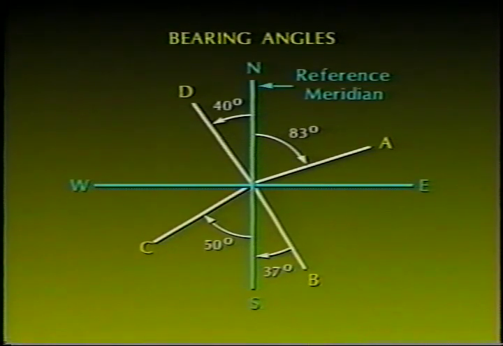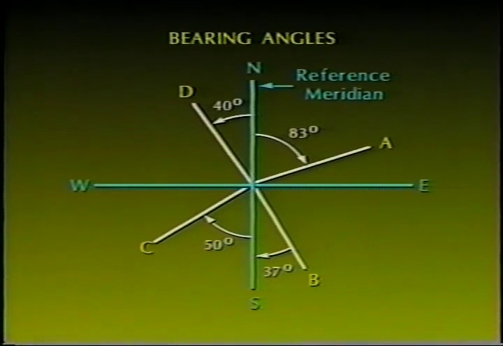Now back to bearings. The angle is measured from either the north or south toward the east or west to give a reading smaller than 90 degrees. The proper quadrant is identified by a capital letter N or S preceding the angle and a capital letter E or W following. In our figure, the bearing in the northeast quadrant is measured clockwise from the meridian. Thus, the line O to A has a bearing of north 83 degrees east.